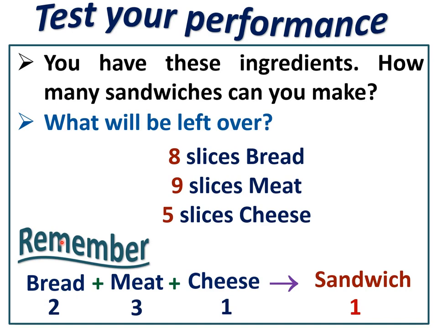Okay? So the first thing: the bread they gave me, how many sandwiches can the bread make? 4, right? You divided 8 by 2, it can make 4. Can these ingredients also make 4 sandwiches? How about the meat? It can make 3. How about the cheese slices? It can make 5 sandwiches. Okay? But they are together.